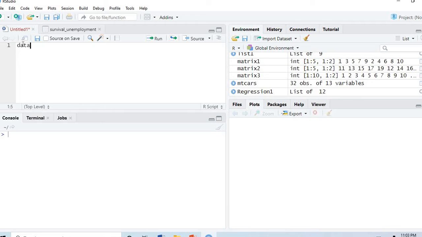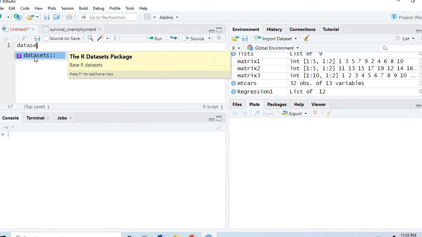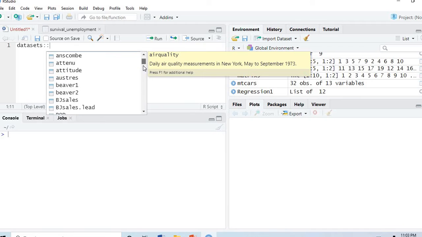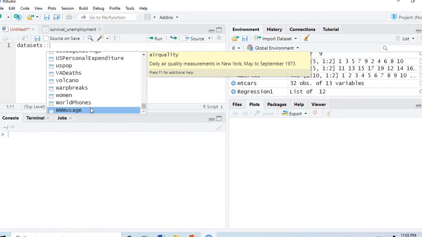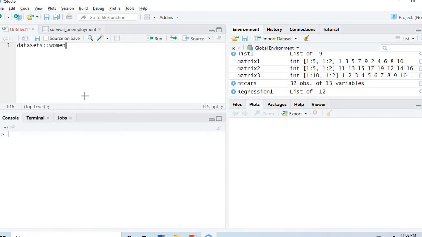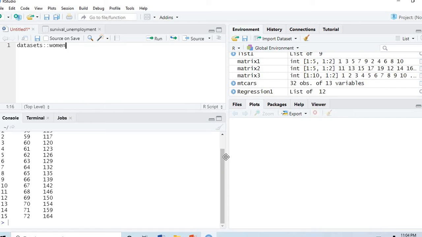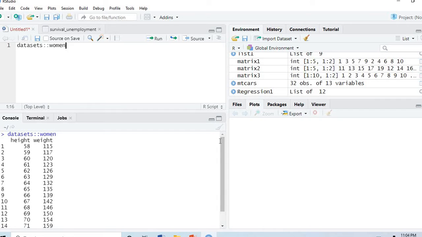So I type datasets and select the required dataset named women. Alt plus enter. Now you can see the dataset in the console area. The data is all about 15 women with certain height and weight, and we are going to predict the weight with respect to certain height. In this way, height is our independent vector and weight is our dependent vector, and both vectors are numeric in nature.